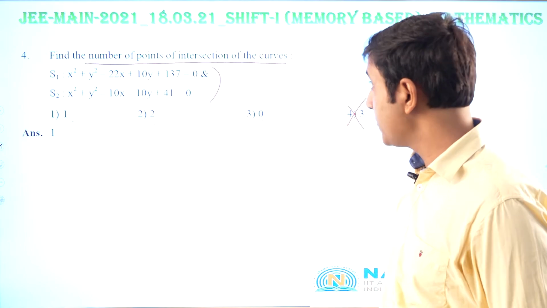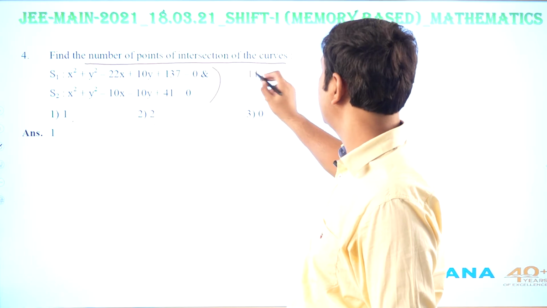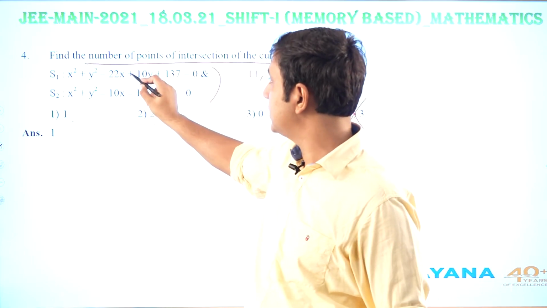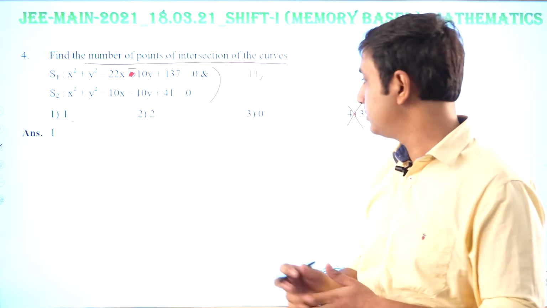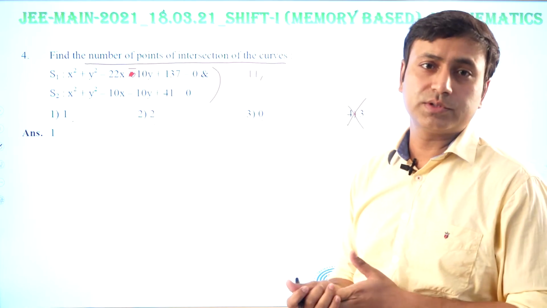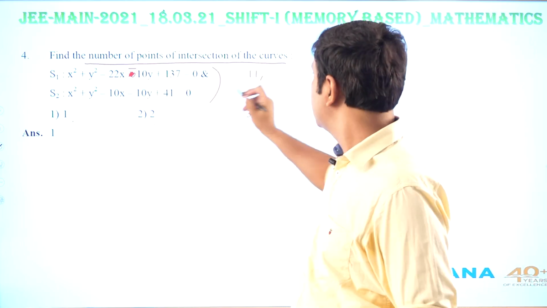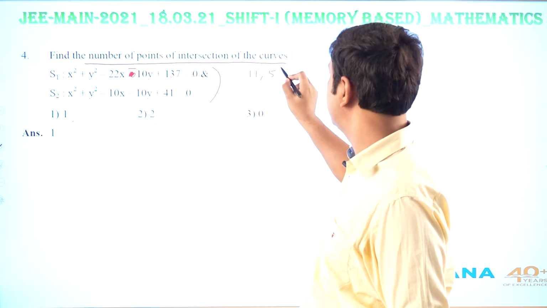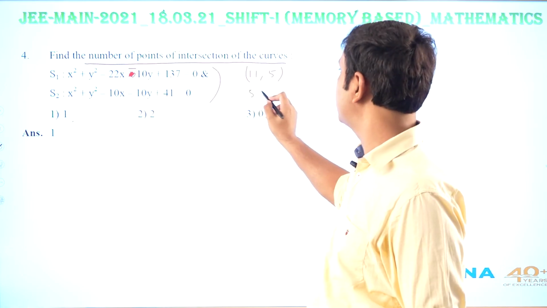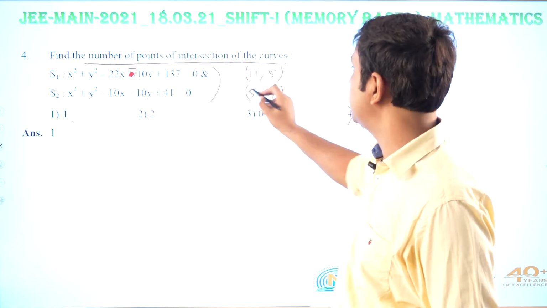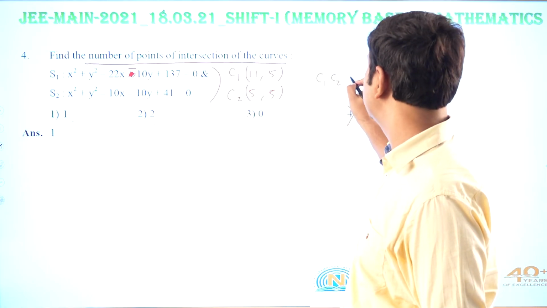Now let us check. Now center of first circle is 11, comma. Now notice that here is some mistake. Because of some mistake, it must have been minus 10, because these questions have been recollected by students using just their memory. So there are some mistakes here and there. So now this center will be (11, 5), and the next center here is (5, 5). The distance between the centers, let us say this center is C1, this center is C2. So C1C2 is equal to 6.